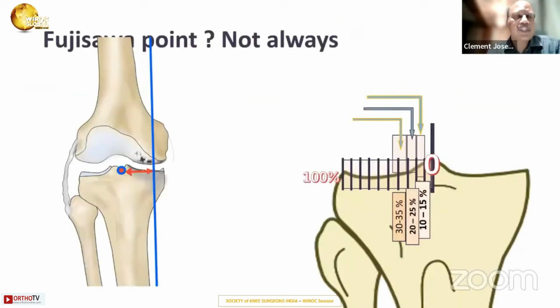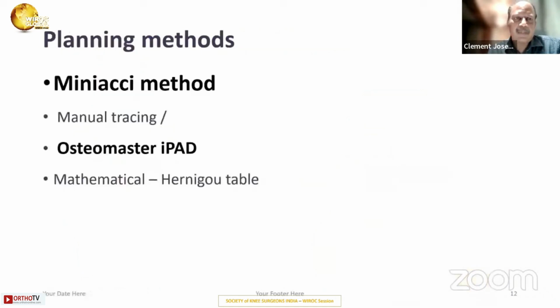Nowadays, we don't always shift the weight bearing line to the Fujisawa point. Most importantly, in most cases we shift it just lateral to the lateral tibial spine. But in very few cases, when the arthritic changes are very well pronounced, involving both the femur and tibia, we shift the mechanical axis to the Fujisawa point.